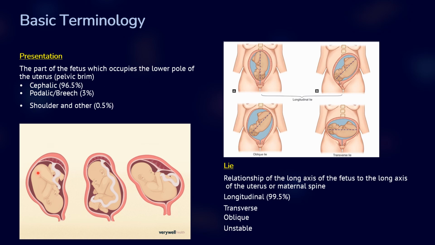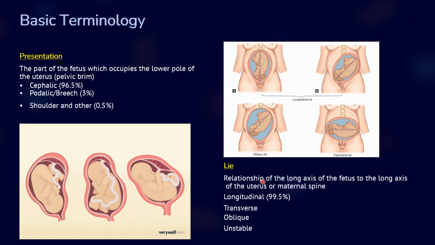Okay, so this is cephalic presentation because the baby's head is occupying the lower part of the uterus. Okay, this is called buttock presentation or breech presentation because the buttock is lying occupying the lower part of the uterus, and here it is the flank presentation where the baby's flank is occupying the mother's lower part of the uterus. Okay, so coming to lie, what is lie?